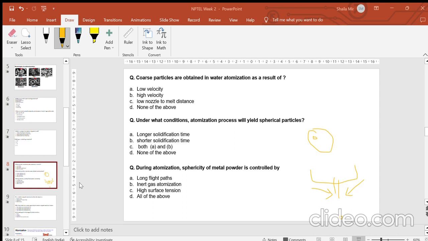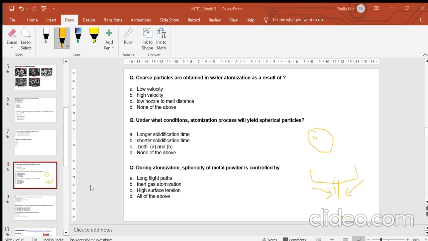The long flight path. So the flight path is actually the distance inside the chamber. So for example, this is a melt and this is a melt nozzle. So it is being impinged with gas or water. So the flight path will be this distance, the distance that the particles will cover until they are solidified. So if we have a long flight path, we will have longer solidification times. And if we have inert gas atomization, we already know that in gas atomization we can achieve sphericity.